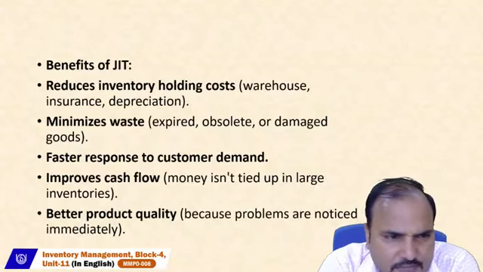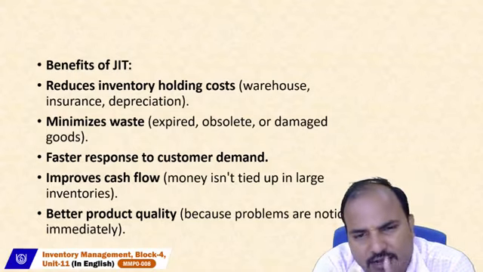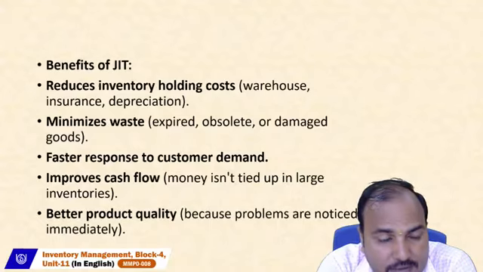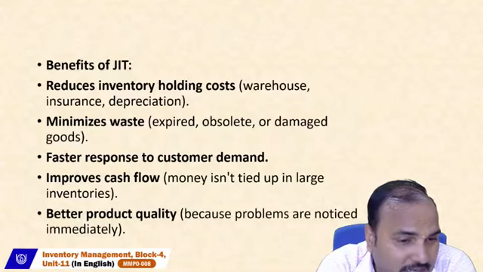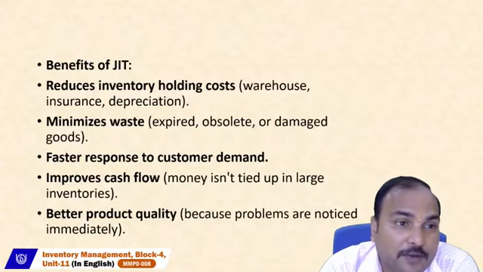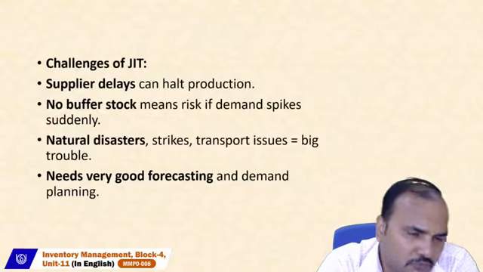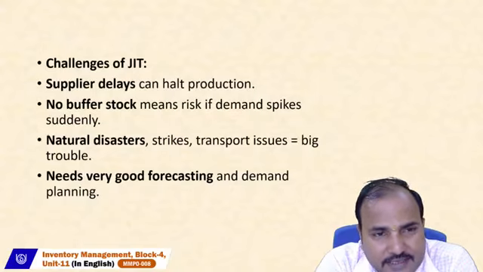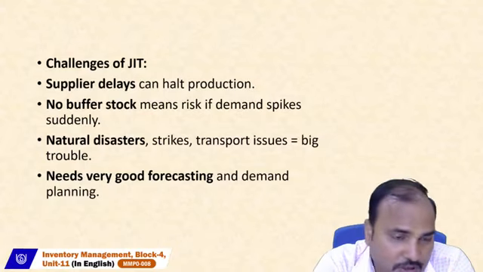Another is it improves cash flow, so money is not tied up in large inventories. Then better product quality. How will it be better? Because problems are noticed immediately. These are the different benefits of JIT. But there are some challenges of just-in-time. One is suppliers' delays can halt production. If the supplier delays, what happens? The production will be stopped.